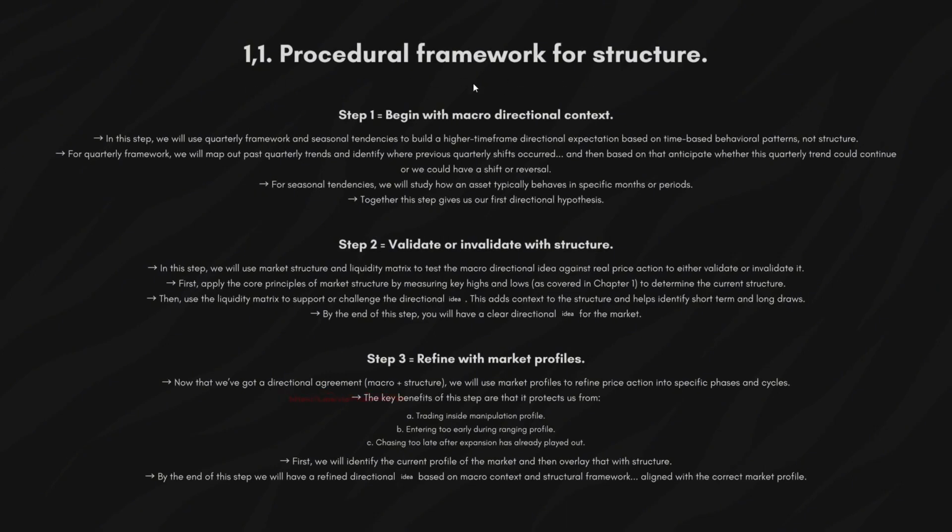So here is the exact step-by-step procedural framework for structure. The first step is that we begin with developing or establishing a macro directional context. Okay, now before we even touch structure or approach price action, we first want to build a macro directional context using two concepts: the quarterly framework and seasonal tendencies.